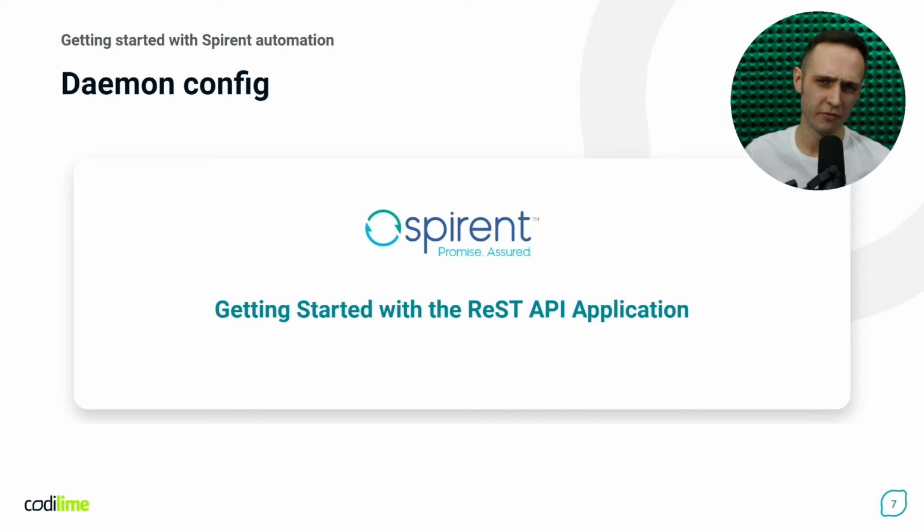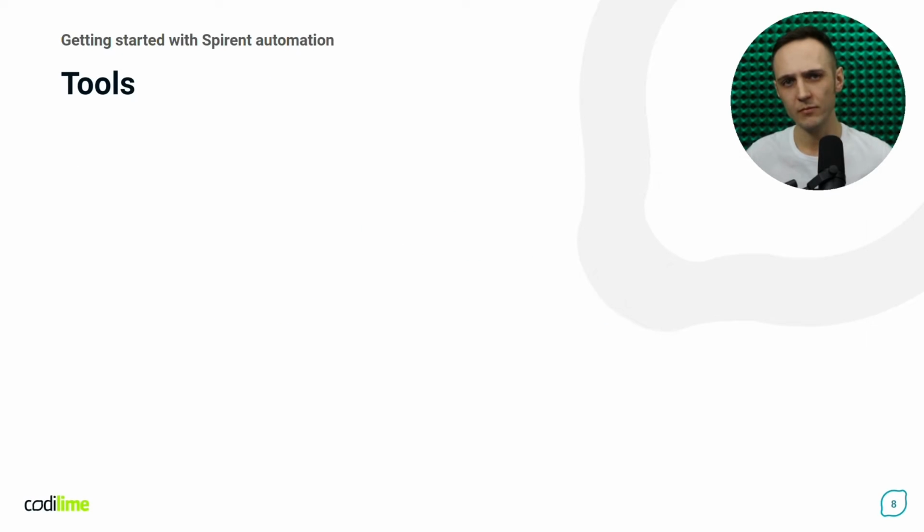If you need more information about the REST API server, you can head to the official Spirent documentation. There is a document called Getting Started with the REST API application. Now that we know that we can use the REST API server to automate Spirent, let's take a look at the other tools that we can utilize.